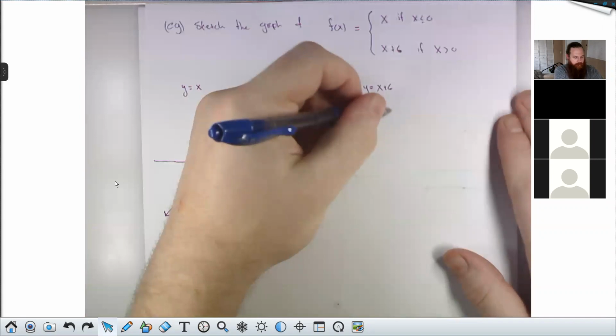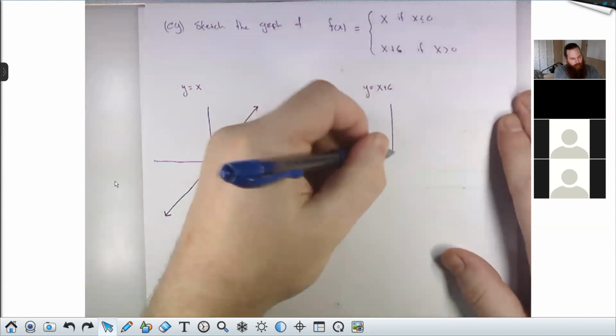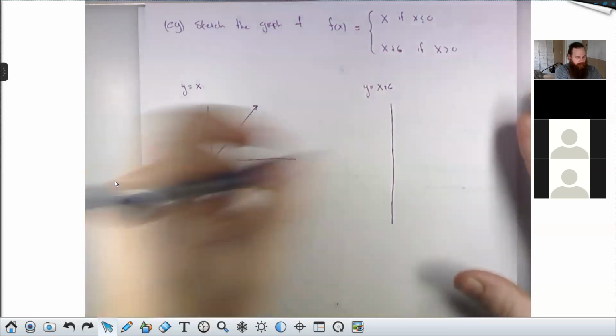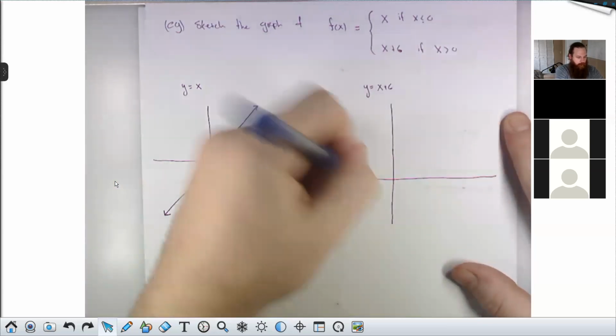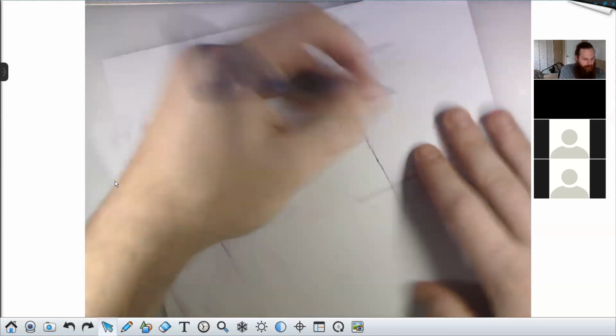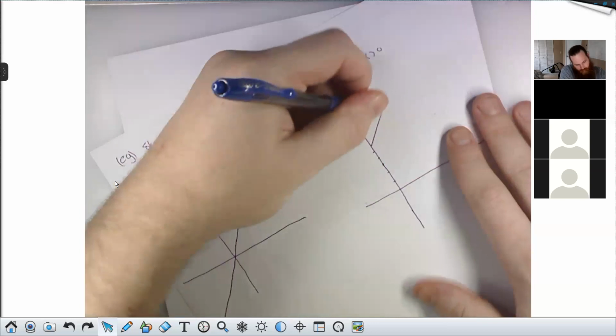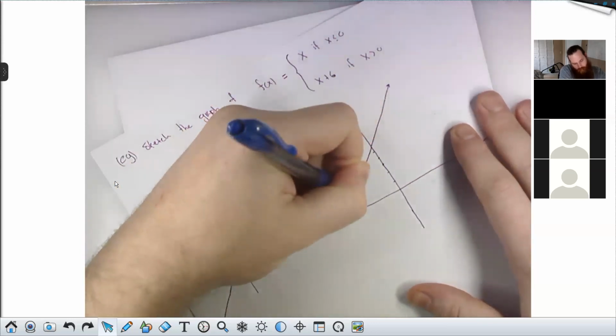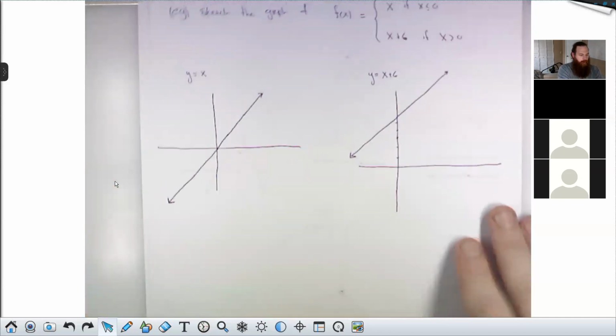And y equals x plus 6, that's a line with slope 1 whose y-intercept is all the way up at y equals 6. So it looks like, 1, 2, 3, 4, 5, 6. It looks like this. So these are my two pieces.